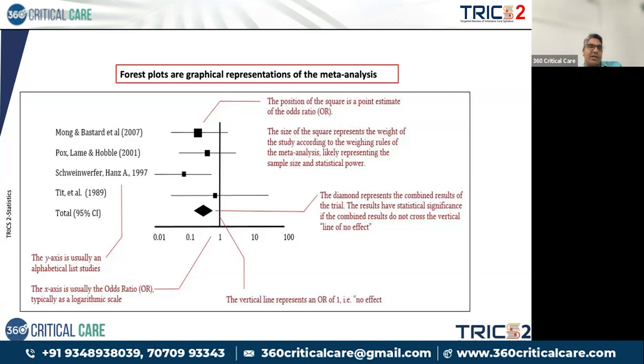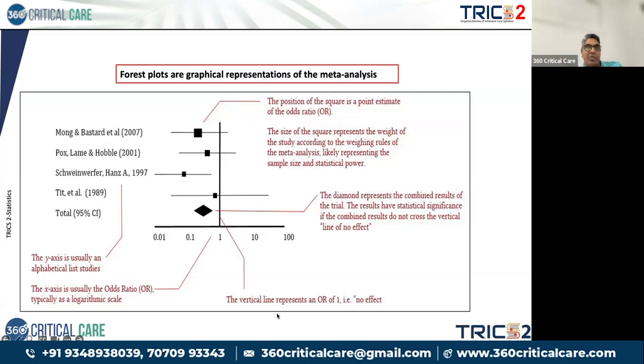Similarly, they can ask you about a funnel plot: why the funnel plot is used, what is the position of the circles represented in it, what is the significance of studies concentrated at the bottom or on the top of a funnel plot. They can ask you all those things about a funnel plot. Similarly, they can ask you about a Kaplan-Meier curve. What is the use of it, and how do you interpret the result based on the Kaplan-Meier curve? So these are very visual questions that can be asked in statistics.